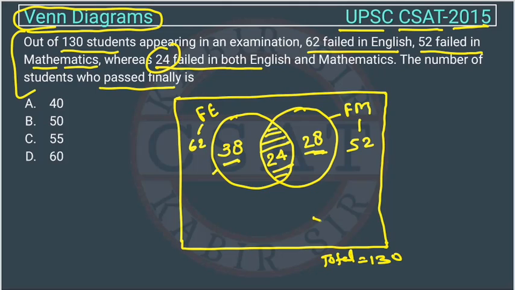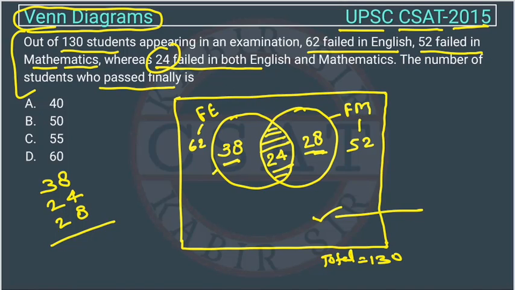And this outside will be what? They are passed, so this outside of this circle will show the passed students who passed in both subjects, because a student will be called passed when they are passing in both subjects, right? So now we will say how many are failed students. So this will be 38 plus 24 plus 28, right? So this will be the total number of students who failed, right?